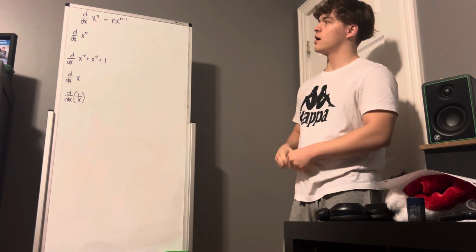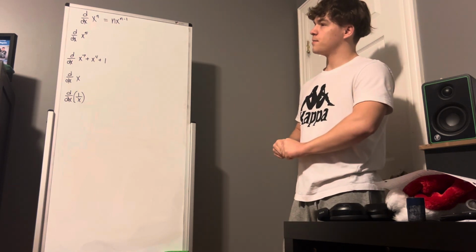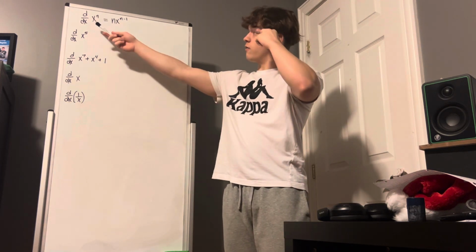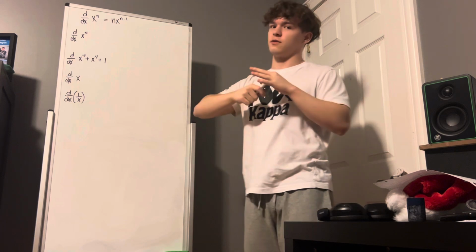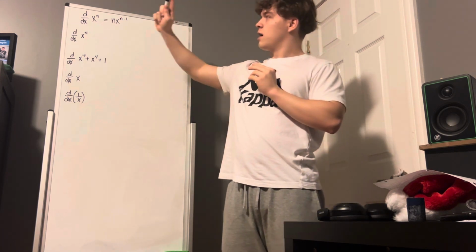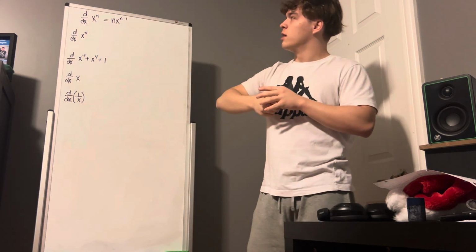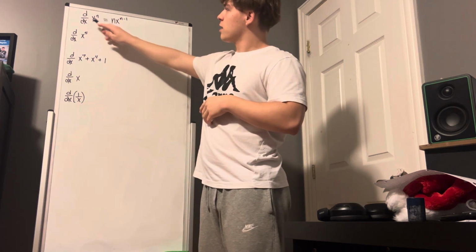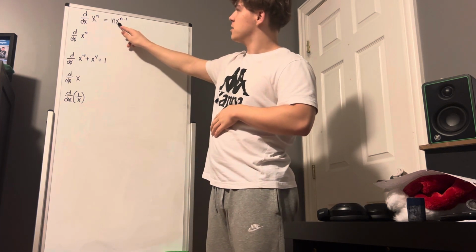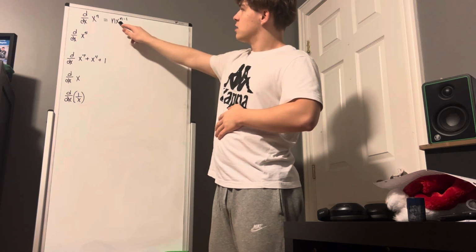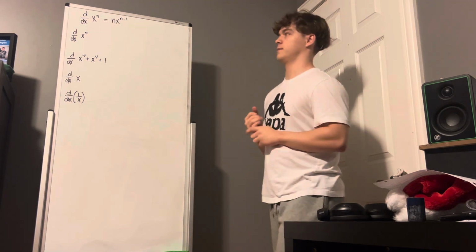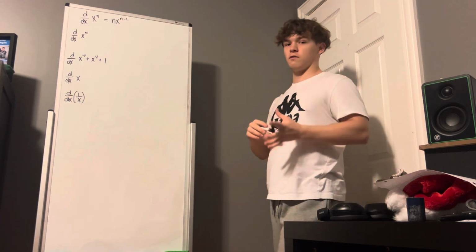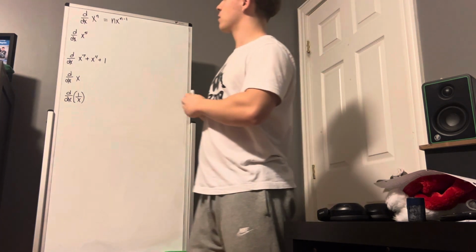So the formula is that the derivative with respect to x, of course, of x to the power of any number n is equal to bringing the n down in front of it, timesing it by x to the n minus 1. So that might seem a little confusing. So we're going to do some examples.